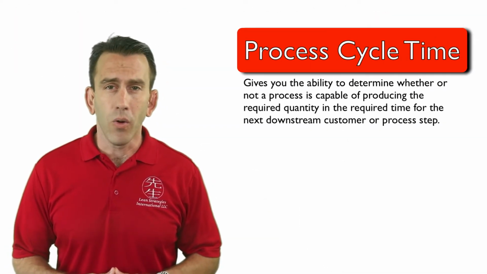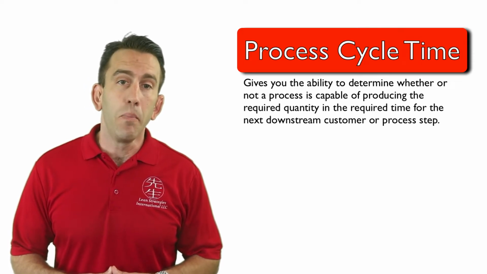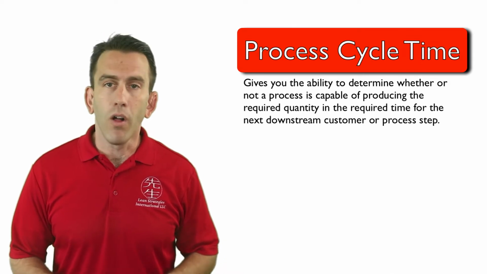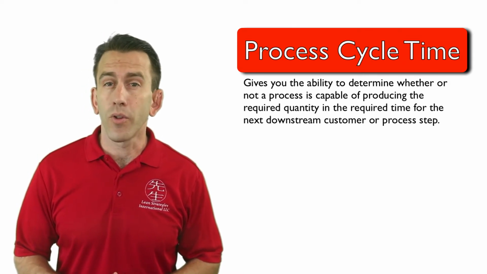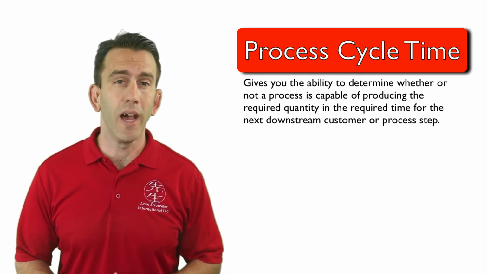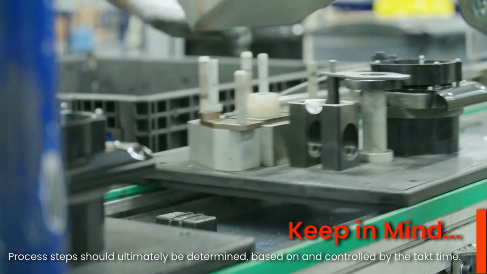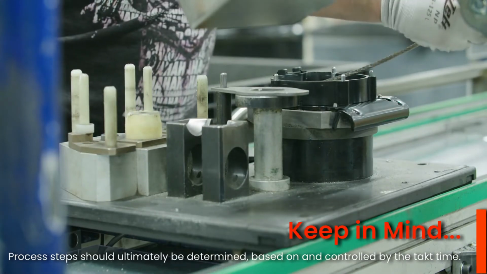Another type of cycle time is process cycle time. This type of cycle time gives us the ability to determine whether or not a process is capable of producing the required quantity in the required time for the next downstream customer or process step. Keep in mind that each of the process steps is ultimately determined and controlled by the takt time.